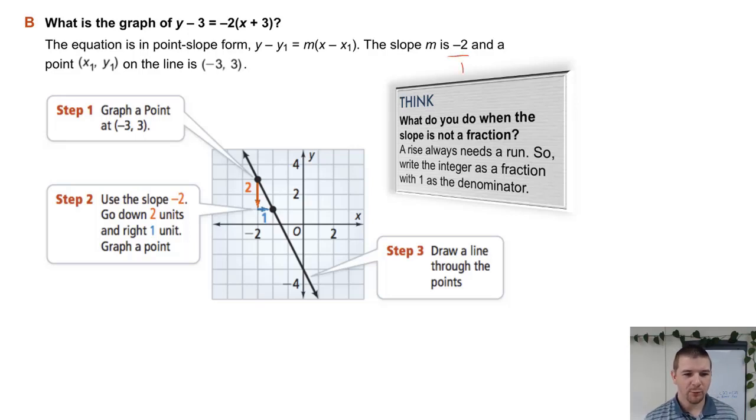And a point x1, y1 on the line, we just pull those values from the equation and we find (-3, 3). So step 1, graph a point at (-3, 3). That same point that we extracted from the equation up above. Then let the slope tell you where a second point should go. Slope of negative 2 means down 2 units and to the right 1 unit.